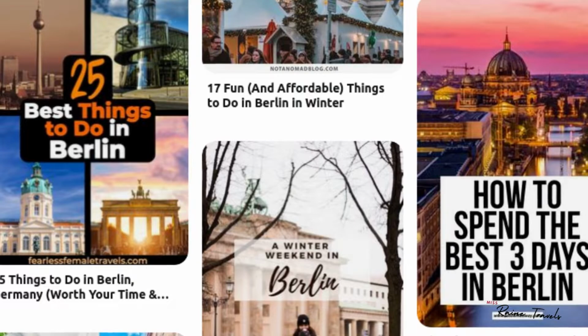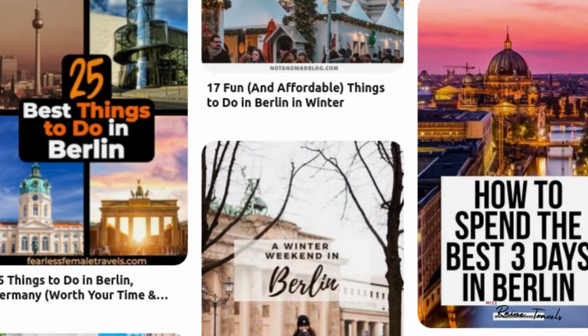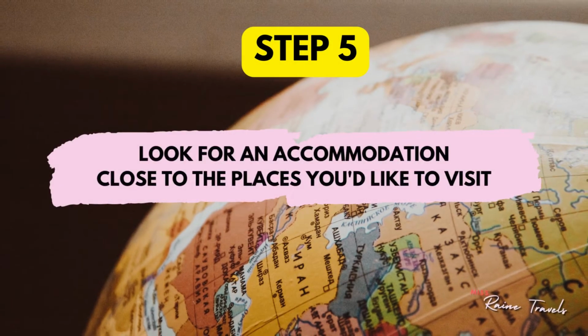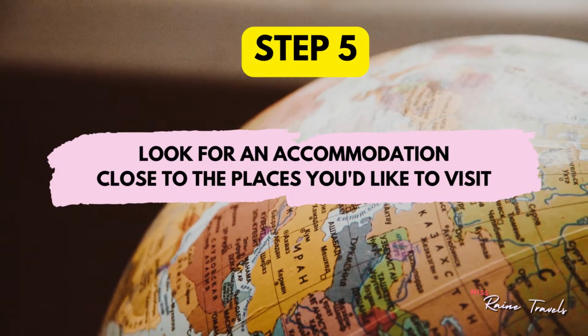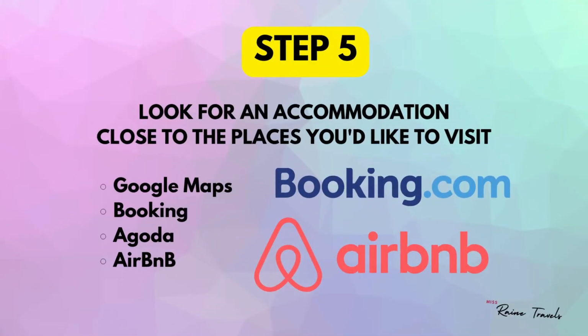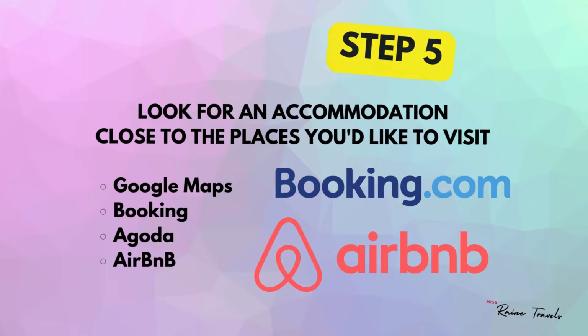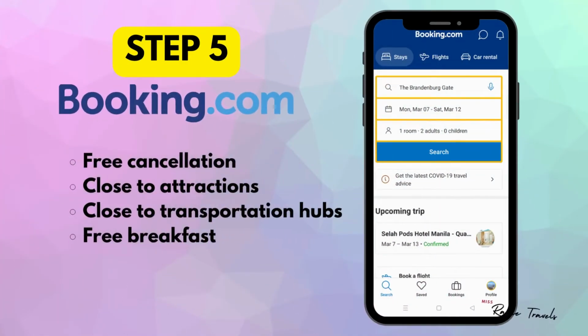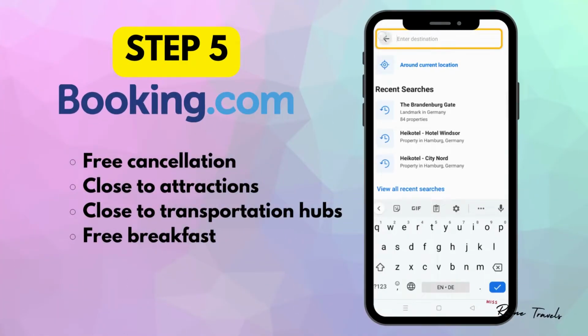And then for my step 5, I would look for an accommodation close to the places that I'd like to visit. Take note that when I look for accommodations, I would usually use the following: Google Maps, Booking.com, Agoda, or Airbnb, but it's usually Google Maps along with Booking.com that I use the most frequently.